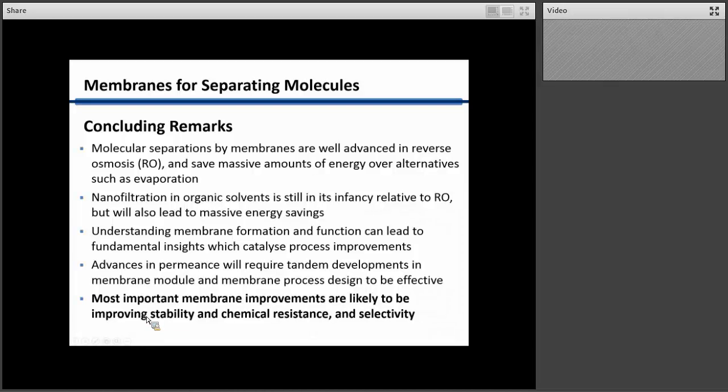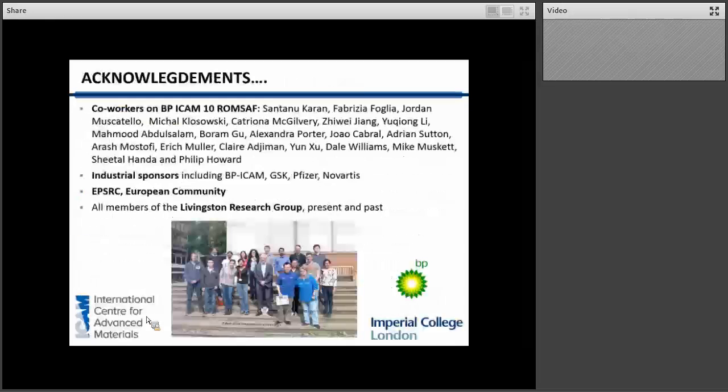So I think the most important membrane improvements are likely to be in improving stability and chemical resistance and selectivity of the membranes. So I think for reverse osmosis, what we need is membranes that we can clean using chemicals and that we can get to be stable while we clean them with chemicals or while we apply conditions where biofilms can't develop. And I think in organic solvent systems, we need membranes with ever better selectivity so we can start to compete with the sorts of selectivity we can achieve with distillation.